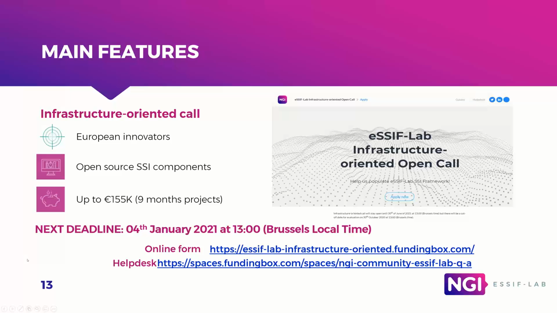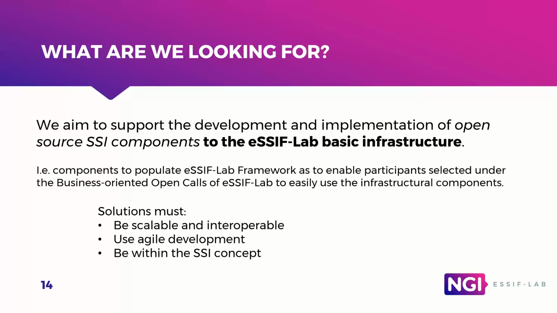So what are we looking for? We aim to support the development and implementation of open source components to the ESSIF-LAB basic infrastructure. So hopefully whatever you make will be used by other sub-grantees. So the open call starts very soon, and the business-oriented call that will be using the open source components will be starting like 5 months later. So we hope to get some connections there. And the solutions, of course, should be interoperable, agile, and be within the concept of self-sovereign identity, which all of us know.